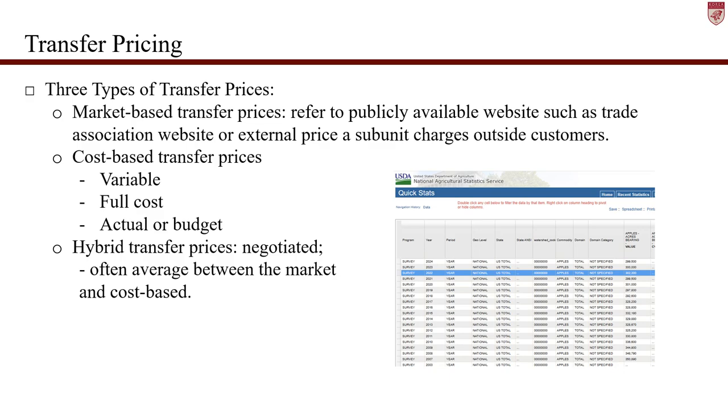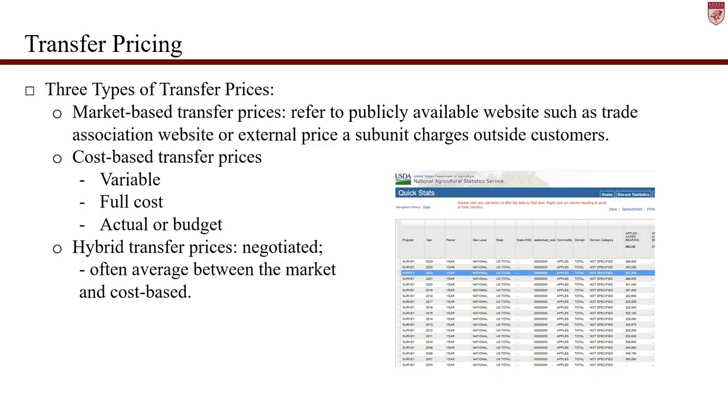Second is the cost-based transfer price. There are two ways to set a cost-based transfer price. First is variable, meaning you only set the price based on the variable cost incurred rather than variable plus fixed. Of course, some subunits may charge transfer price based on the full cost, which is variable plus fixed. And today we are going to see both cases. When I say cost, it can be based on the actual incurred cost, but it can also be based on the budgeted cost that is predetermined at the beginning of the year.